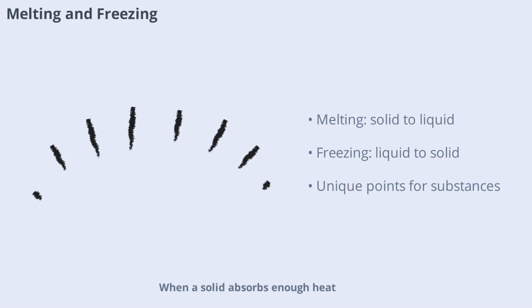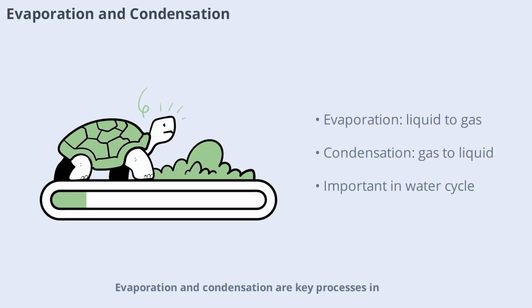When a solid absorbs enough heat, its particles gain energy and start to move more freely, turning into a liquid. This is melting. Conversely, when a liquid loses heat, its particles slow down and lock into place, becoming a solid. This is freezing. These processes are all around us, from ice cream melting on a hot day to water freezing into ice cubes. The temperatures at which these changes happen are called the melting and freezing points, and they're unique for every substance. Evaporation and condensation are key processes in the water cycle and in many everyday situations.